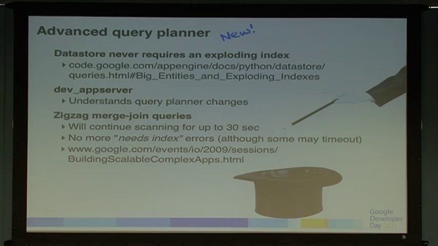The way the new query planner works is using what are called zigzag queries or merge join queries. If you don't know what those are, there's a link to a talk. The slides will be available. And Brett Slatkin talks through that process very, very precisely, shows exactly how this works. And then once you understand it, I think it'll be pretty easy.